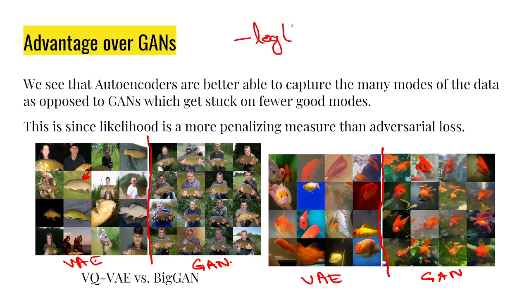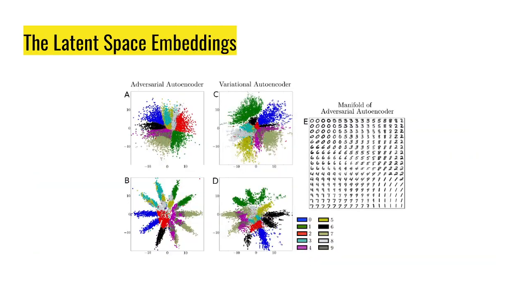So we are taking minus log of p, and if p is almost 0, the probability predicted by the neural network is almost zero, the loss will go to infinity. So the VAE is forced to see all of the modes, and the GAN can just stay in one type of image and try to fool the discriminator using only that or a few different types of image.